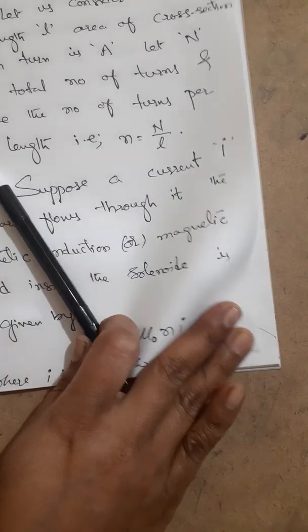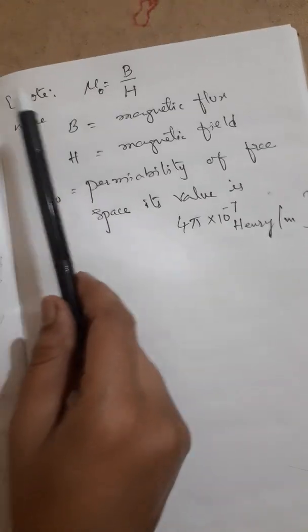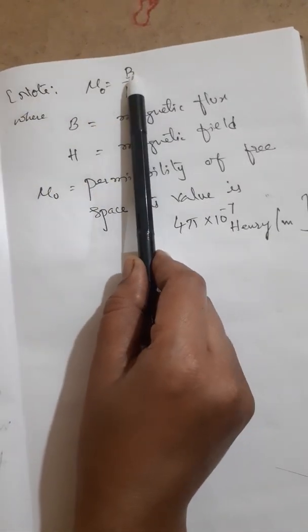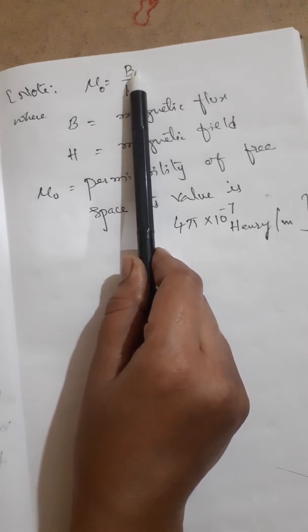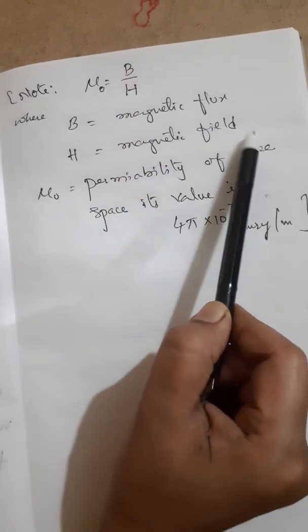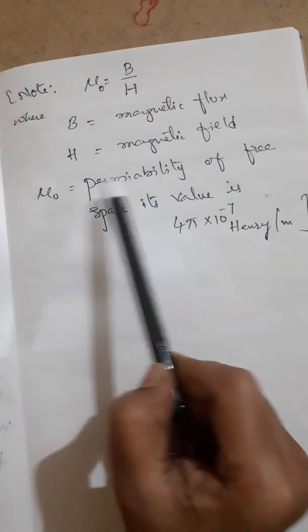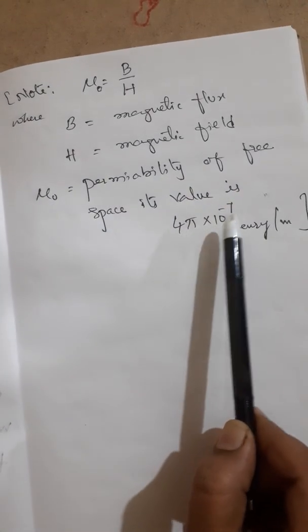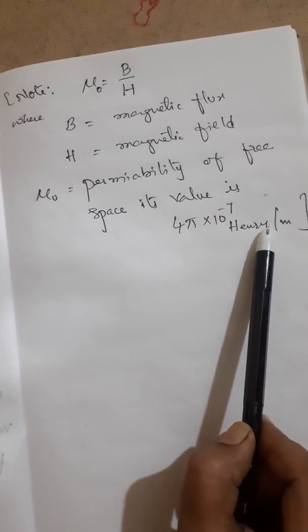And mu naught is the permeability constant. Only for remembering, I wrote the note here. Mu naught is nothing but the ratio between the magnetic flux and the magnetic field. Mu naught is the permeability of free space, and its value is 4 pi into 10 to the power of minus 7 Henry per meter.